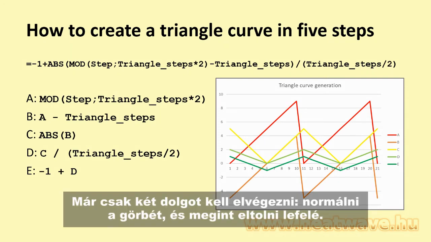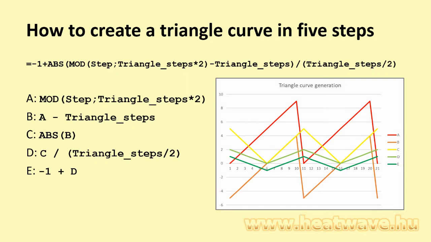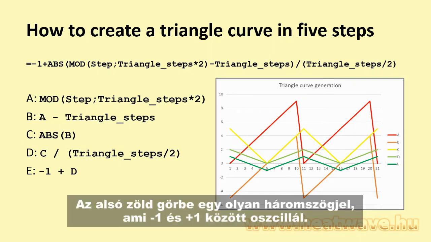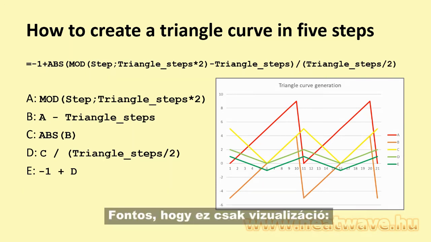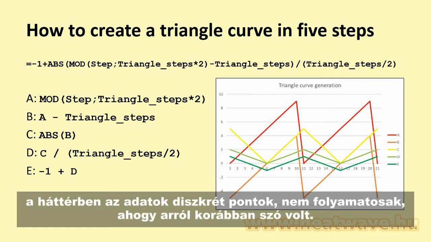There are only two more things to do: to normalize the curve and to shift it again downwards. The lower green curve shows a triangle signal that oscillates between -1 and +1. Note that this is just a visualization. The actual data behind are separate dots, not a continuous line, as we discussed before.